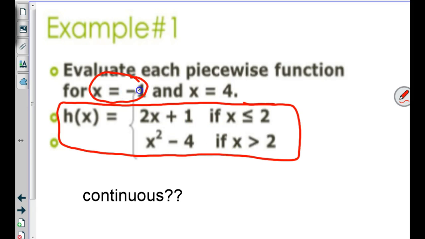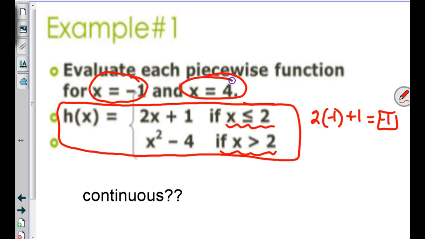It says when you're evaluating this, the function h of x works with this rule if it's less than 2, and this rule down here if it's greater than 2. So, yes, less than or equal to 2. The -1 is less than or equal to 2, so we're going to put it in here. Do 2 times -1 plus 1, which would be -1. Then it says to evaluate for 4. 4 is greater than 2, so we're putting it in this rule. So we'd have 4 squared minus 4, or 12, I think, yes?